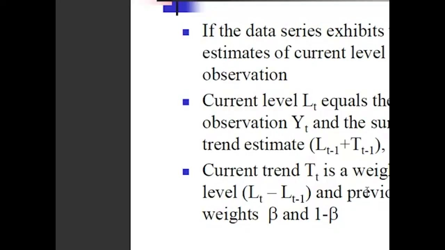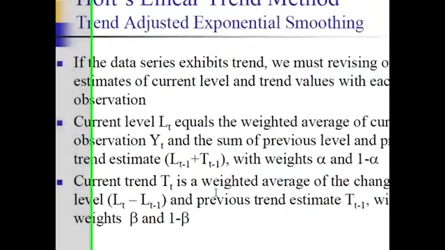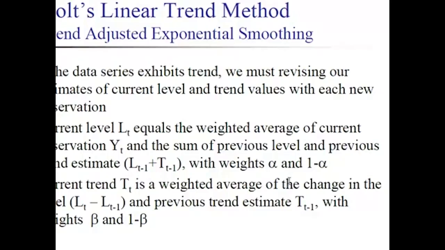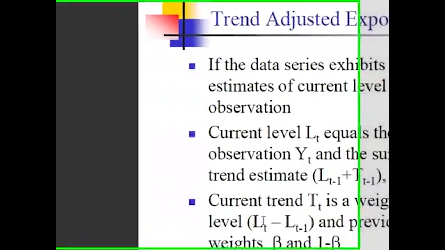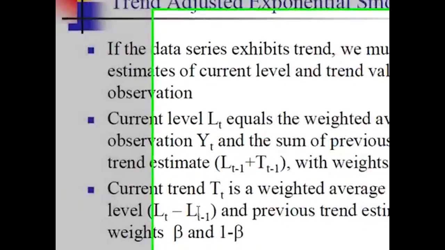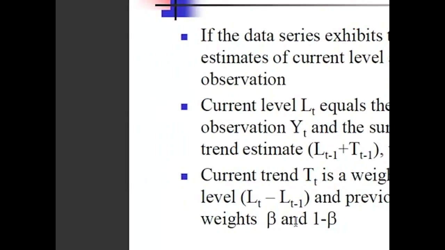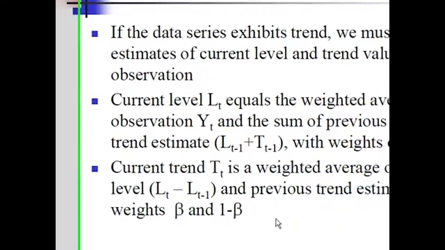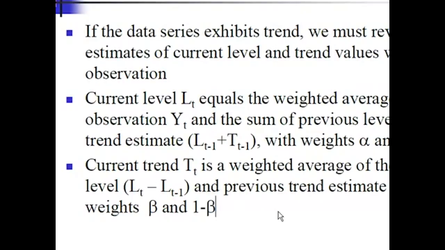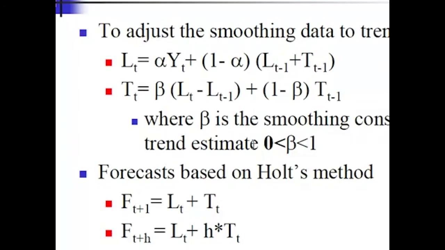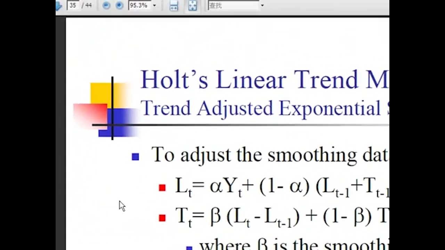When we update this estimate, we also use a weighted average formula. It's a weighted average of the change in the level estimates, and also we consider the trend estimate from the last time period. Now we use weights denoted with another parameter. We call it beta. So the formulas are listed here. Right now there are two equations. We will not only update the level, we will also update the estimate for the trend.